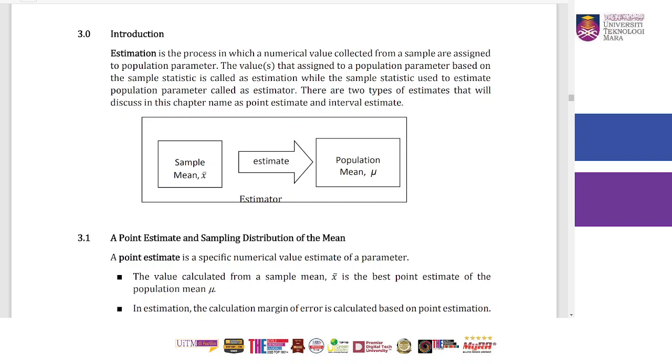So, that is what it means by estimation in general. So, apa yang dimaksudkan sebagai estimation secara dasarnya, kita menggunakan sample untuk menerangkan tentang sesuatu populasi.